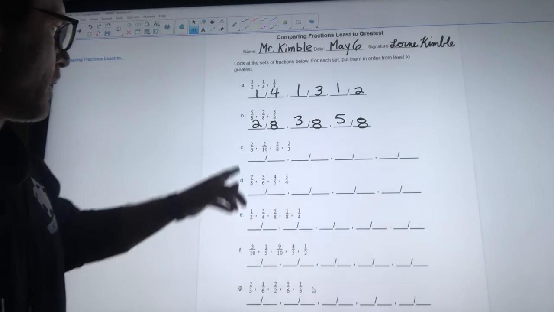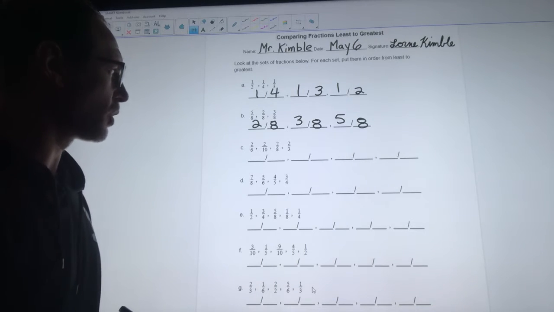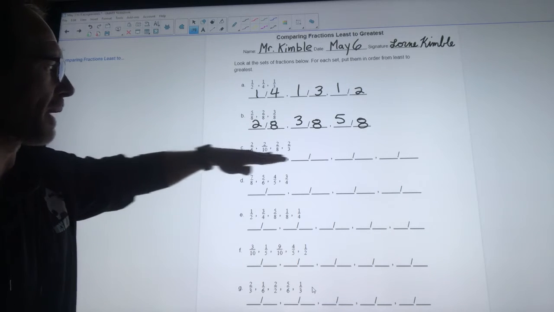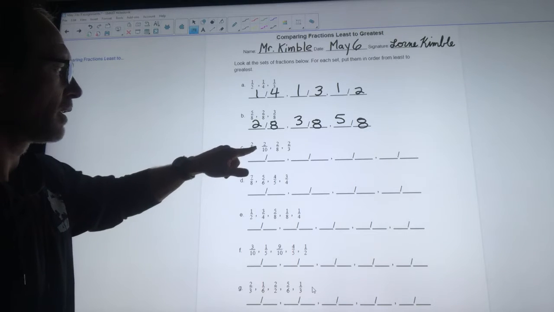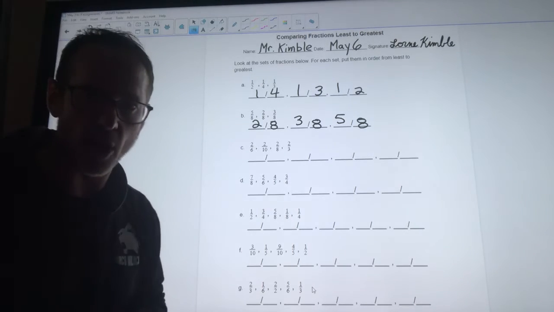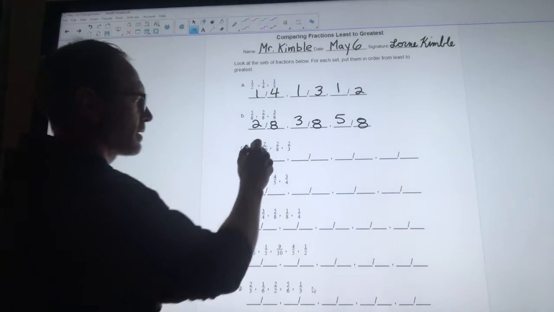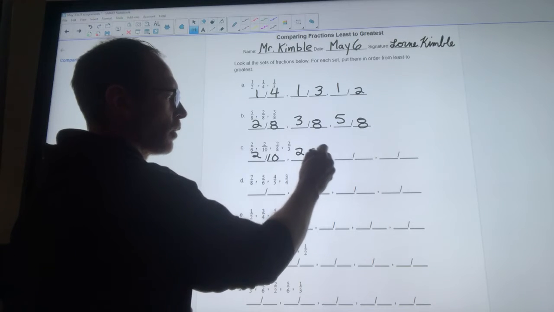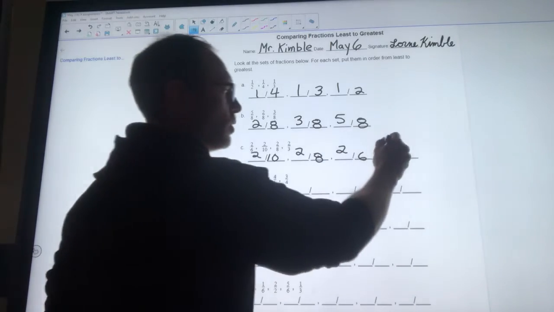Moving on up to this one here that says 2/6, 2/10, 2/8, and 2/3. Since our numerators are all the same, we can just compare them using the denominators. Like we did in A, remember, the bigger the denominator, the more pieces it's been cut into. So 2/10 is going to be smaller than 2/8, which will be smaller than 2/6, and the biggest one here will be 2/3.